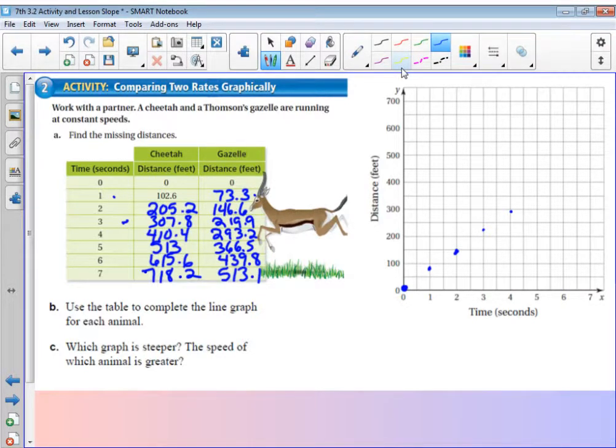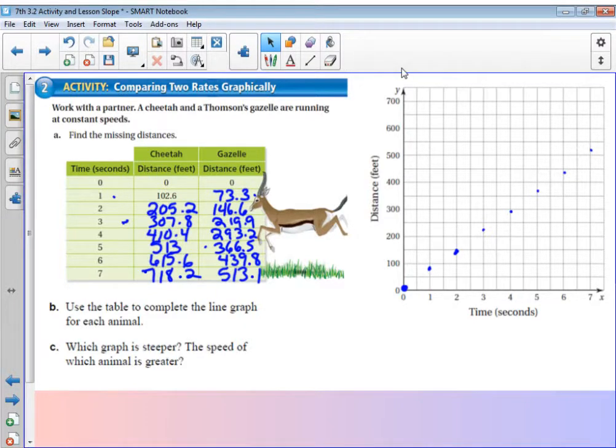So now at 5 seconds, it was 366.5. So that's a little above 350. So at 5 seconds, my 300 mark, the next line up is 350, and we're a little above that at 366. And then at 6 seconds, it was 439. So that's a little under 450. So 6 seconds, 400, a little under 450. And then lastly, at 7 seconds, it was 513 feet away. So at 7 seconds, that's a little above 500, somewhere in there.